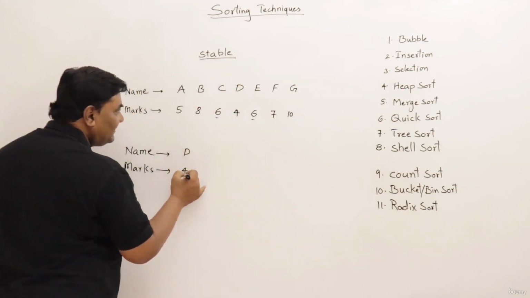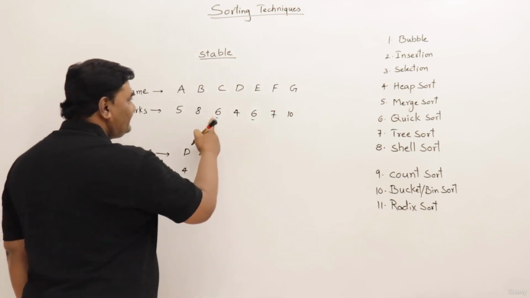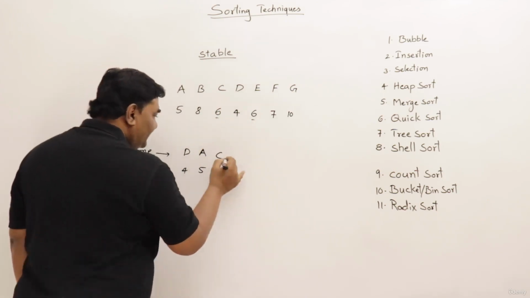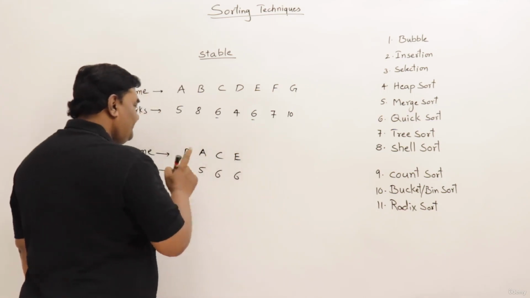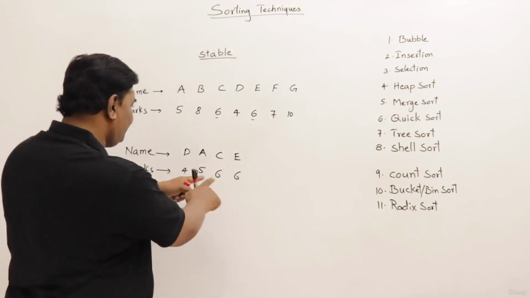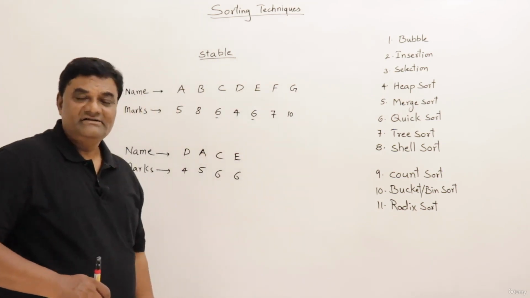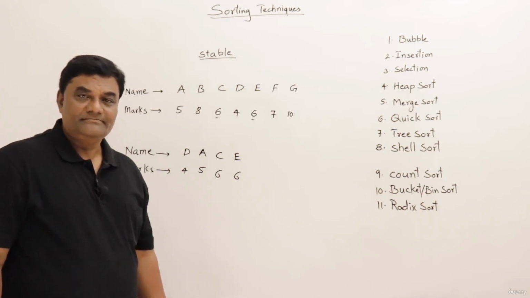So D4. The next is A5. The next is 6. So which 6 should I take first? This one only. If I am getting C6 then E6, then we say that the sorting procedure is stable. If a sort preserves the order of duplicates as it is, then we call that sorting procedure stable, a stable algorithm for sorting.